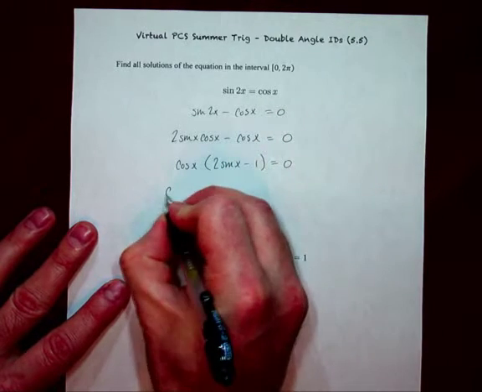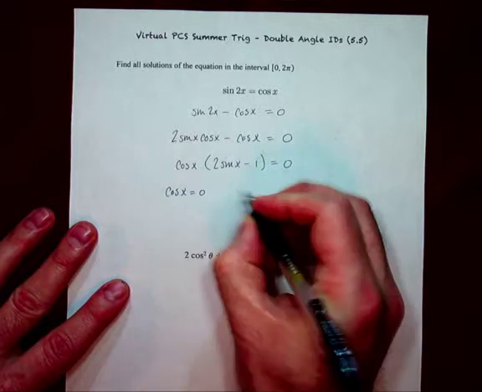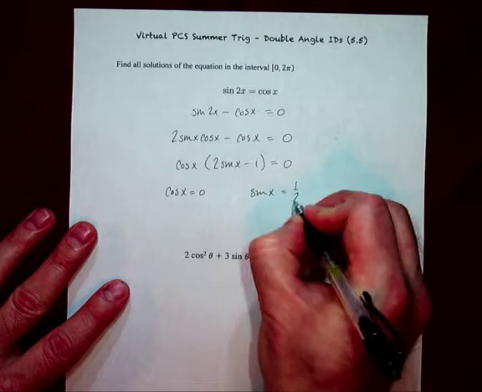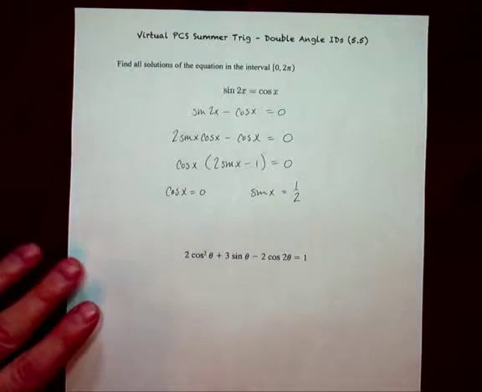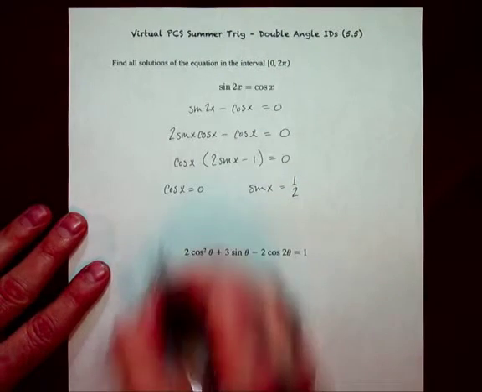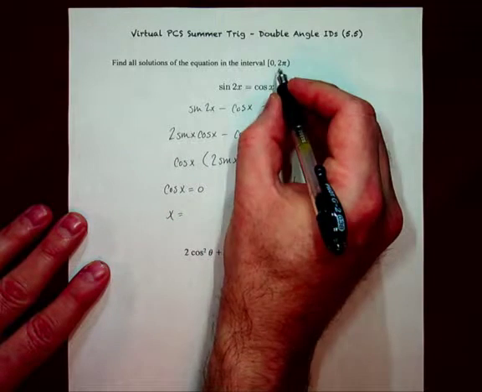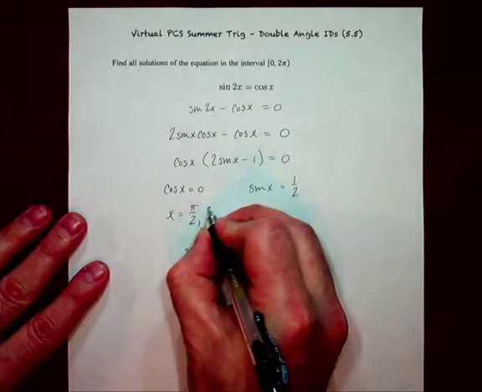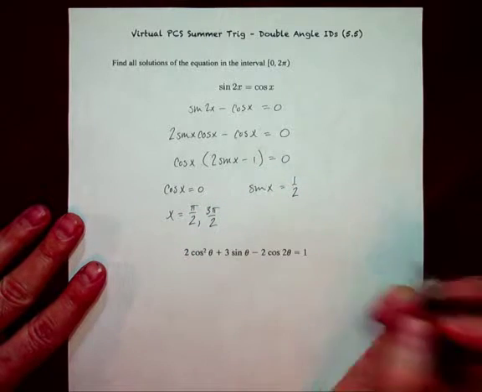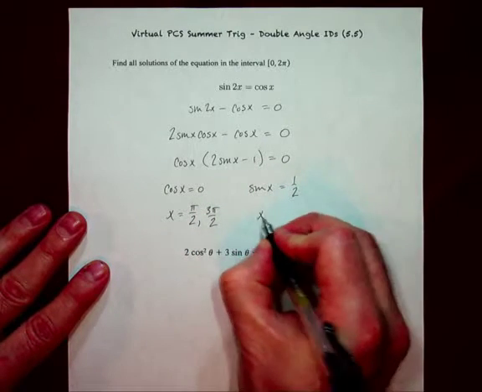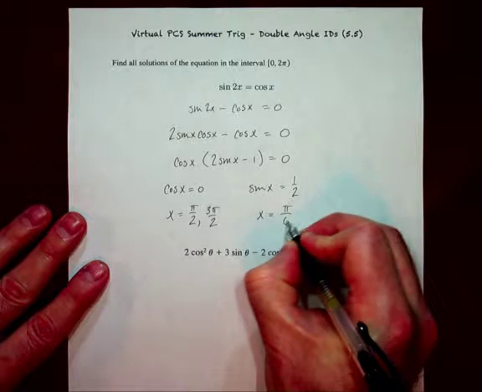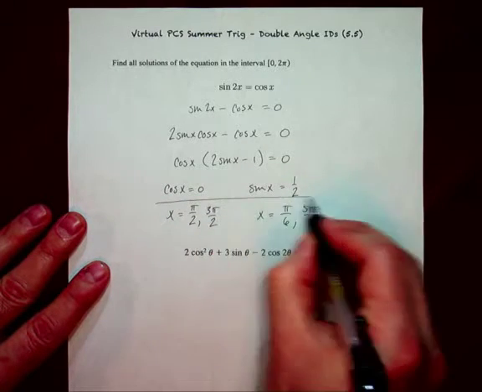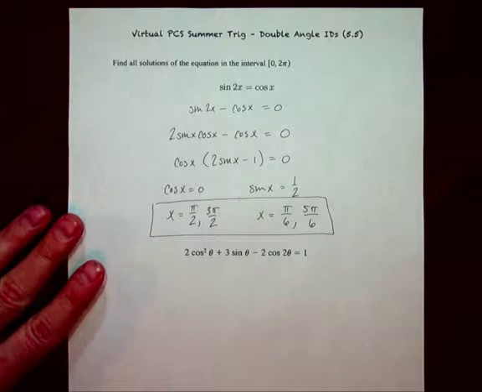and you set cosine x equal to 0, and you set 2 sine x minus 1 equal to 0. And where is cosine x equal to 0? Well, cosine x is equal to 0 on 0 to 2 pi at pi over 2 and 3 pi over 2. Sine x is positive 1/2 at pi over 6 and 5 pi over 6. And there you go.